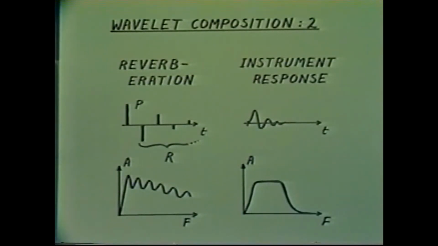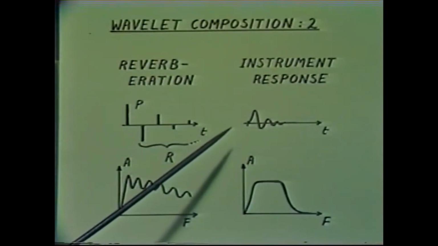Another component of the effective wavelet is reverberations. And reverberations, of course, are a sequence of periodic events following each primary reflection. In the frequency domain, the amplitude spectrum of a reverberation sequence shows a periodic type of fluctuation of amplitudes on the amplitude spectrum. The final main component of the effective wavelet is the instrument response.